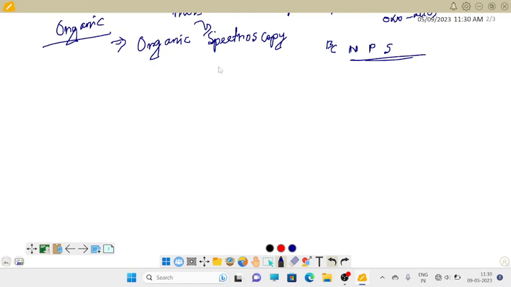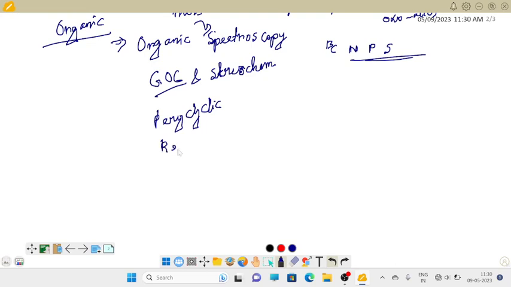So organic spectroscopy. Okay, GOC is a very easy chapter, you can read, and stereochemistry along with stereochemistry. Okay, and pericyclic. Pericyclic is a very easy chapter to score. Pericyclic has weightage as well. And if you can read some reagents and name reactions.